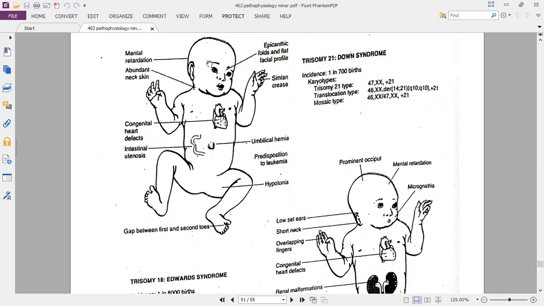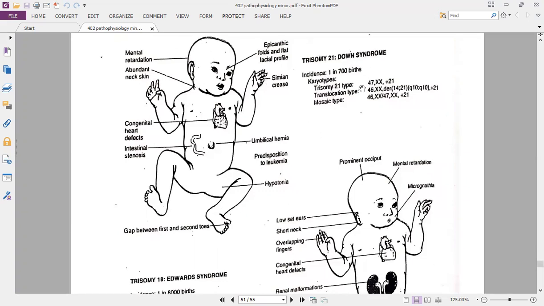In Edwards syndrome, you can see the abnormality. There are congenital heart defects in the baby. Intestinal stenosis is there, a constriction in the intestine. There's umbilical hernia. There's predisposition towards leukemia. The tone of the skin and the muscles is very low. There's an epignathic fold and a flat facial profile, mental retardation, abundant neck skin. There are various folds in the skin. There's a simian crease in the palm of the hand as well.